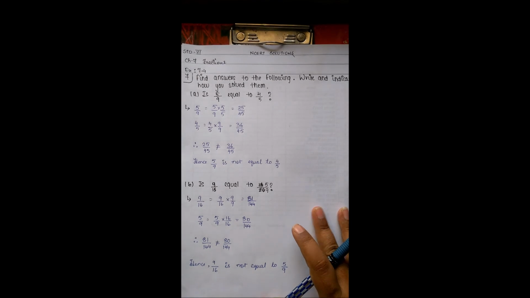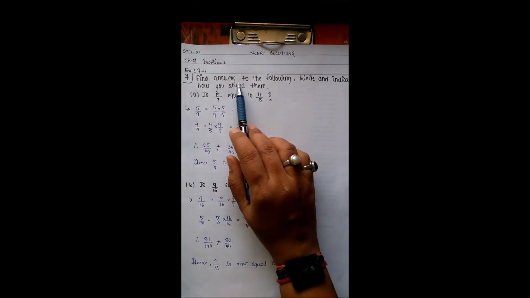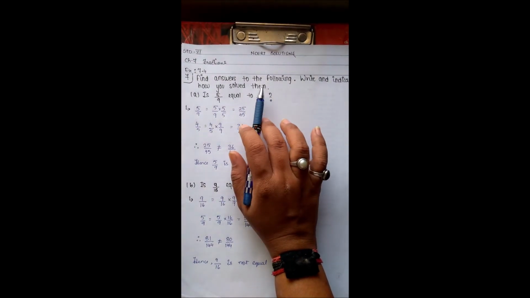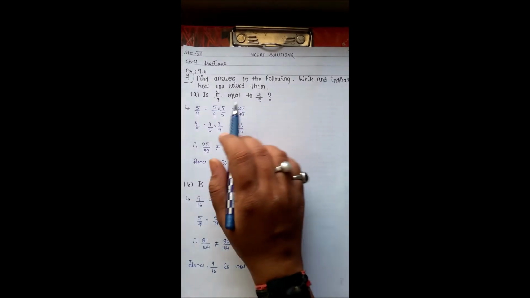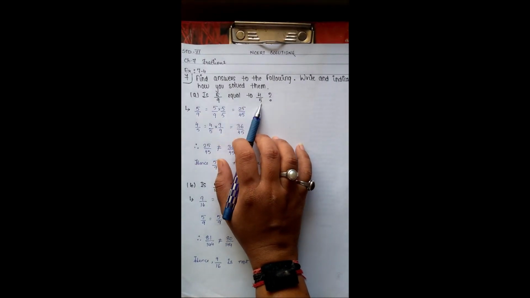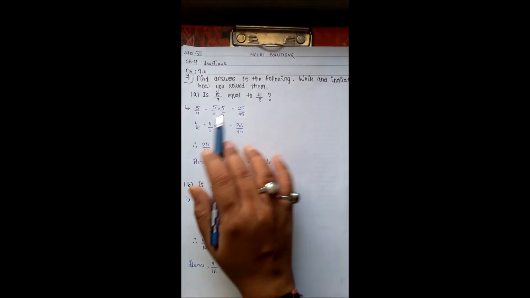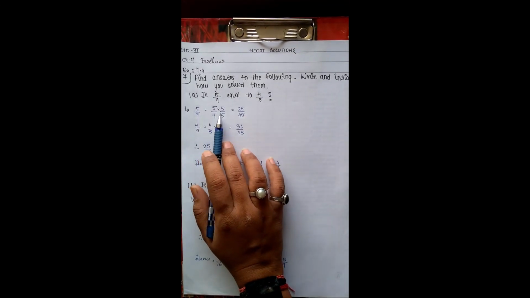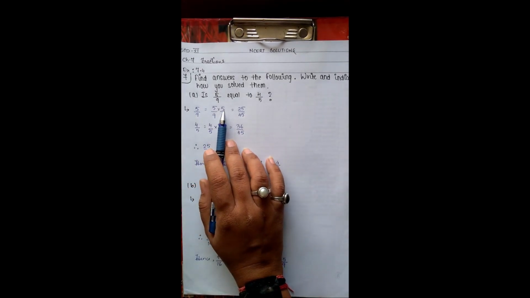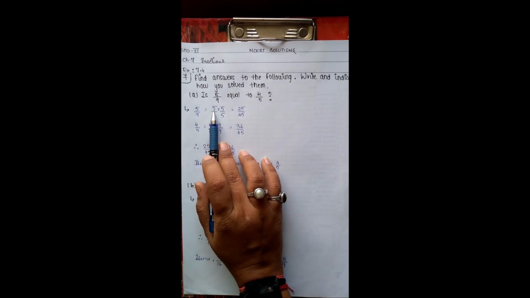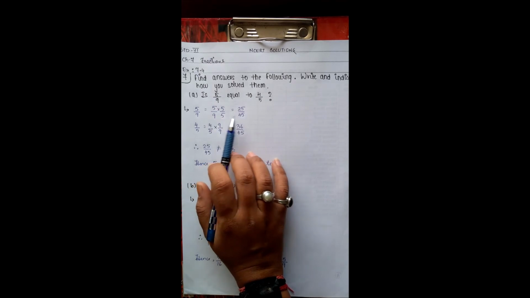Moving to the next question. 7th one. Find answers to the following. Write and indicate how you solved them. Is 5 upon 9 equal to 4 upon 5? So 5 upon 9, if we multiply with 5, we have to multiply both the numerator and denominator. So it will become 5 into 5, 25. 9 into 5, 45.